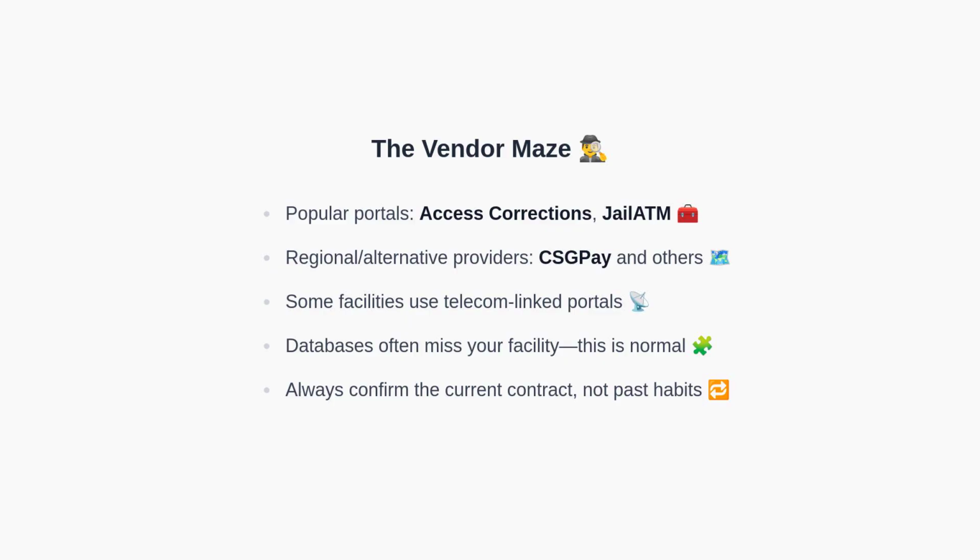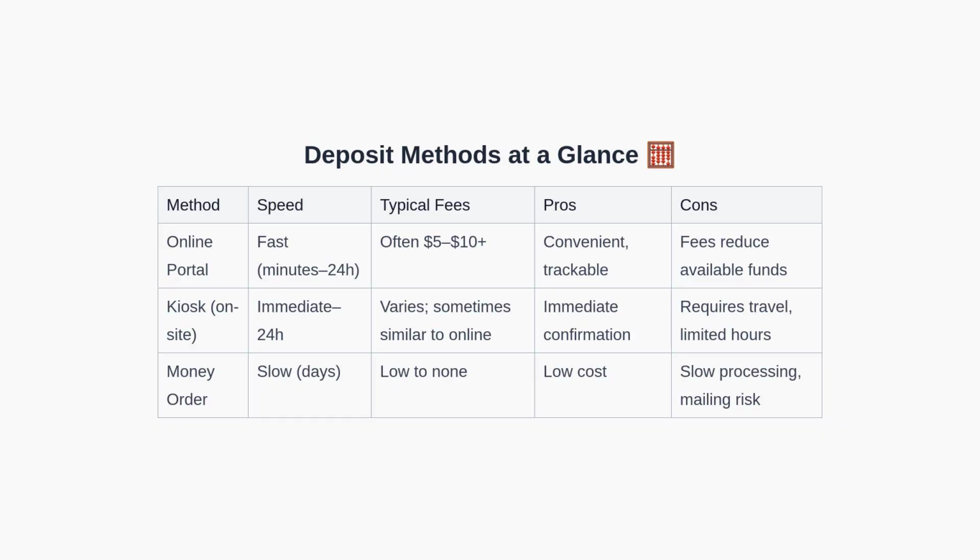Next, let's discuss the vendor maze. Many viewers are familiar with larger portals like Access Corrections or JailATM. However, it is common for a facility to be absent from these databases. Instead, some centers use regional providers such as CSGPay or vendor portals tied to major communications companies. This variability is normal. The key is to confirm the current contract for the specific facility rather than relying on past experience. Here is a quick comparison of common deposit methods.